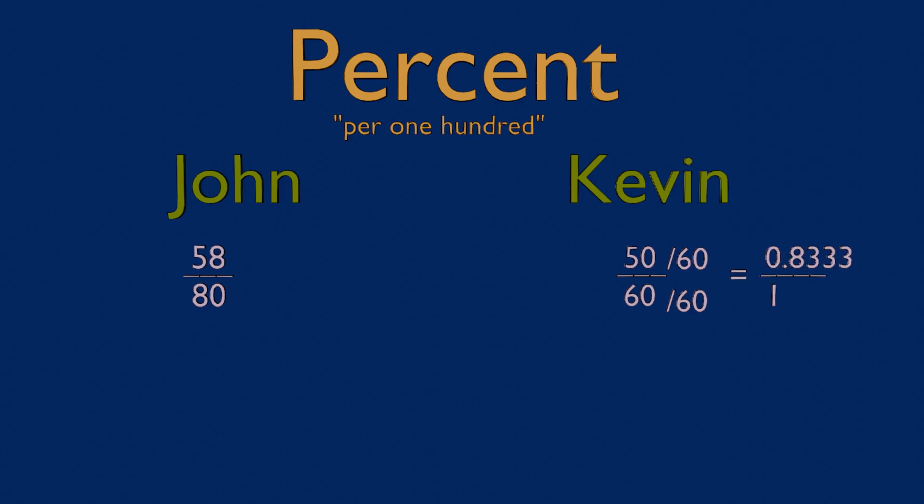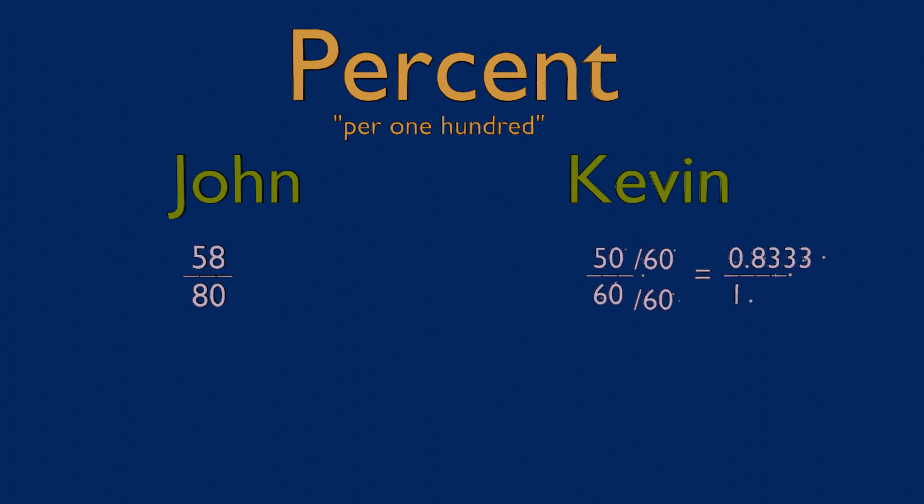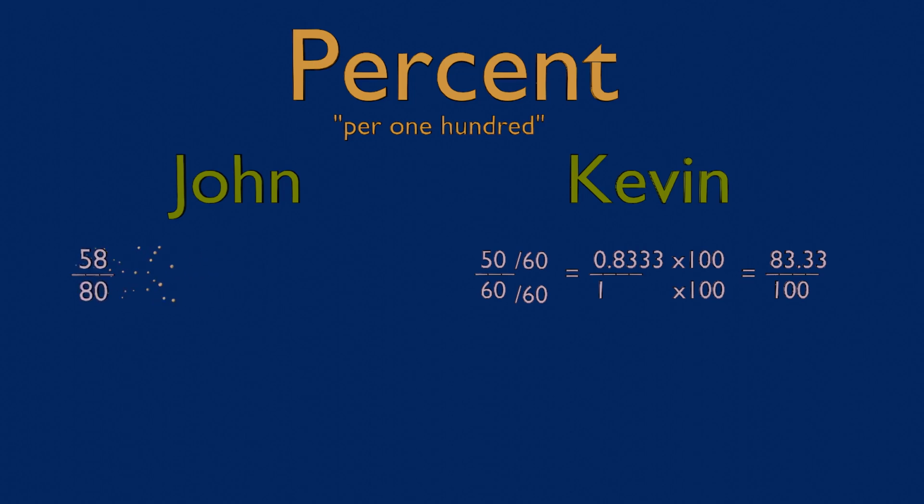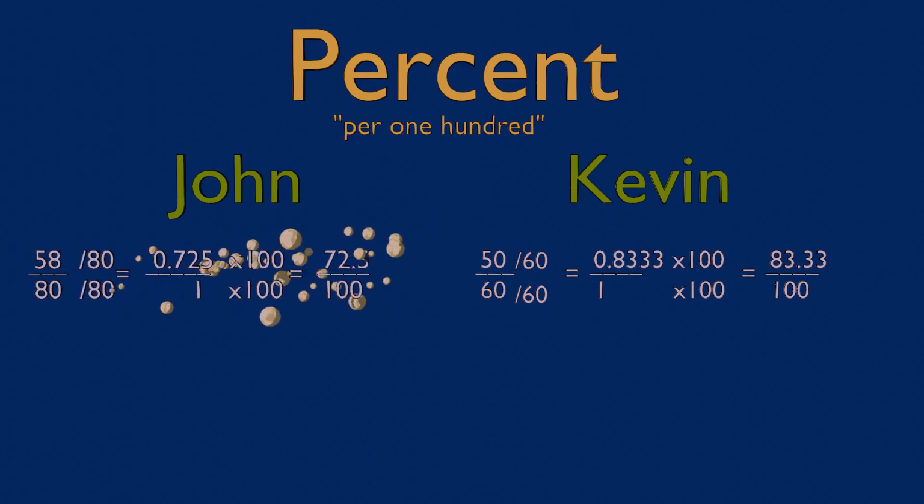Now, if we want to make it out of 100, we need to make the denominator 100, which can be done by multiplying 1 by 100. And to keep the value of the fraction the same, we need to multiply the numerator by 100 also. So we get 83.33 divided by 100. We will do the same with John's points also. For John's points, we get 72.5 out of 100.